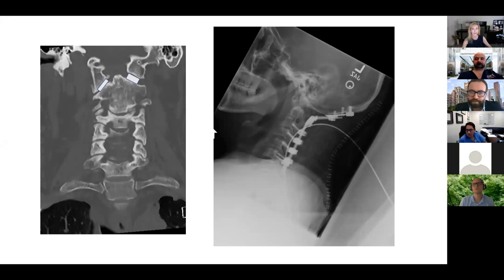Hey, Nader, can I ask you one question before you close out? Sure thing. When you're putting in grafts or trying to fuse across those joints, whether it's condyle to C1 or C1-C2, what's your graft choice? What do you like to use? Some talk about just using spacers like for ACDFs, some will take a fibular graft or other things. Is there any particular technique that you like?